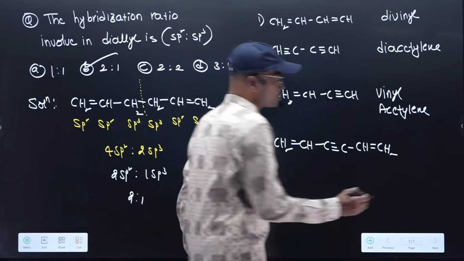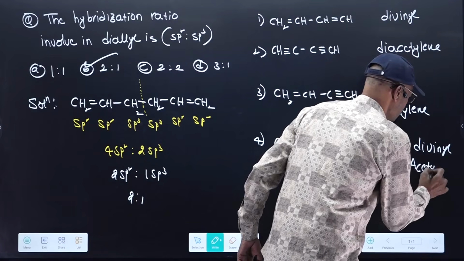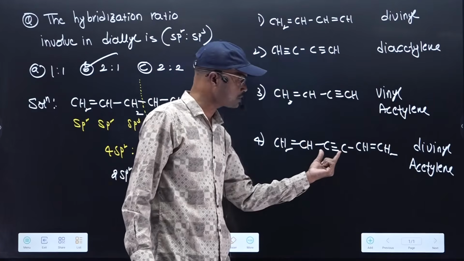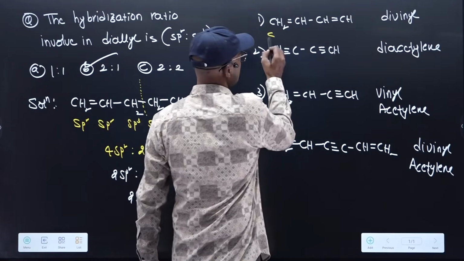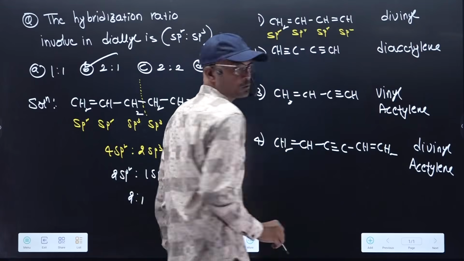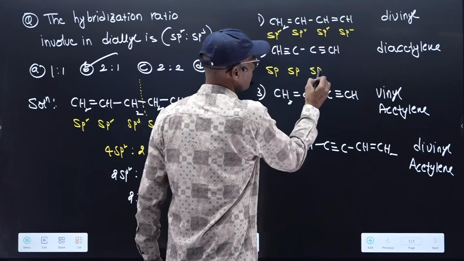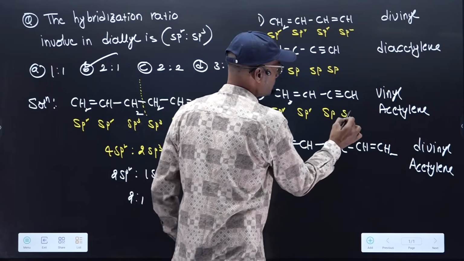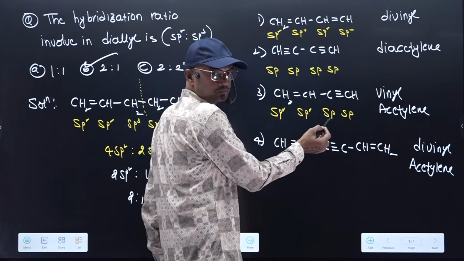That is called acetylene. So I can say divinyl acetylene. This is one vinyl part, here one more vinyl part, and this is the acetylene part. So write down the hybridization and their ratio. What is this carbon? sp2, and here also sp2, here sp2, and here it is sp2. Only sp2 carbons are present. You remember that name, divinyl. And here sp, sp, sp, and here sp. Here sp2, sp2, sp, sp. 1:1 ratio. 1 sp2, 1 sp, 1:1 ratio.